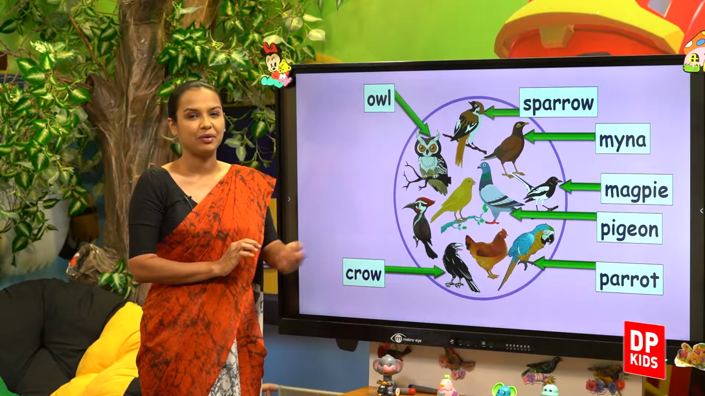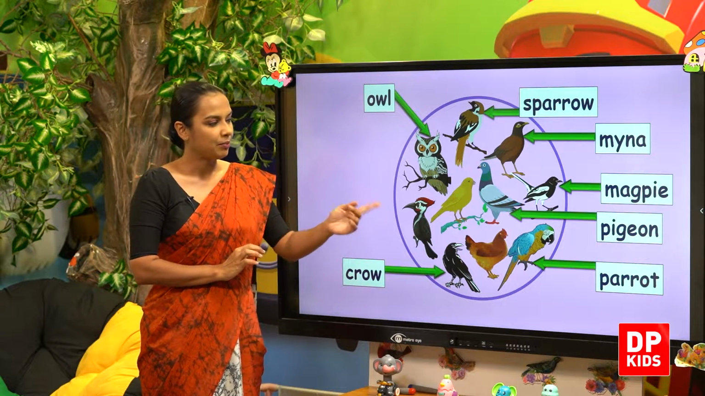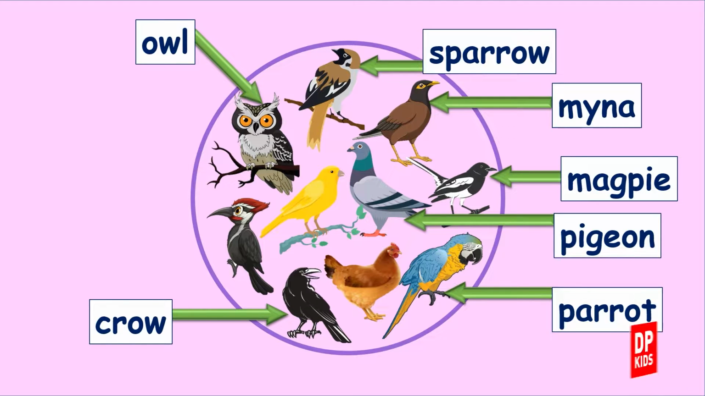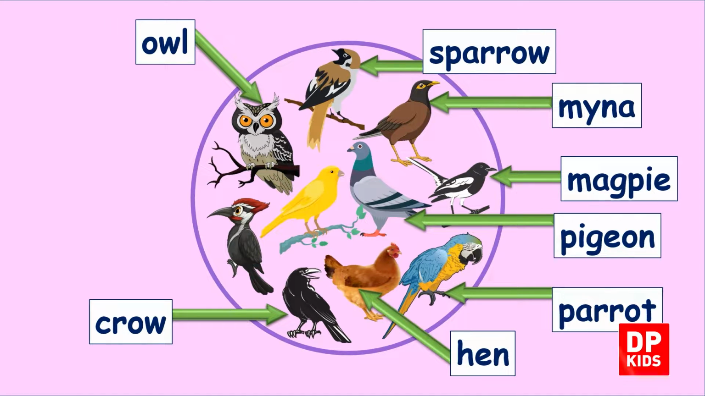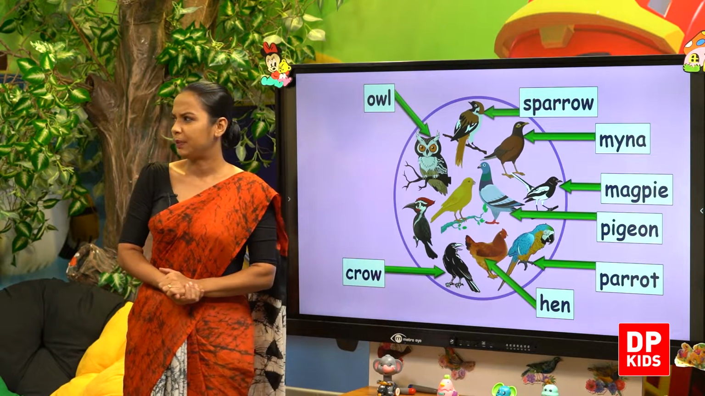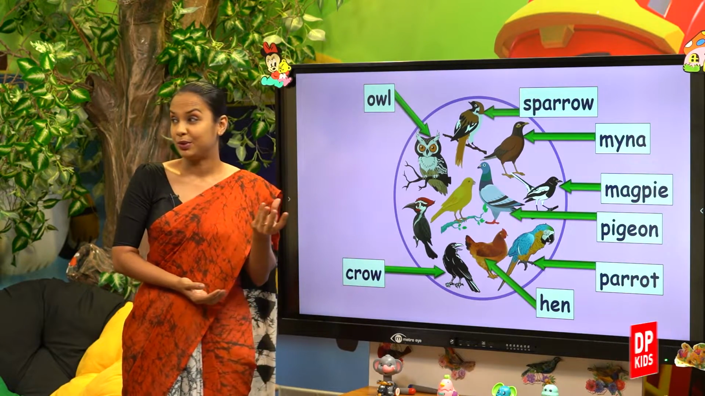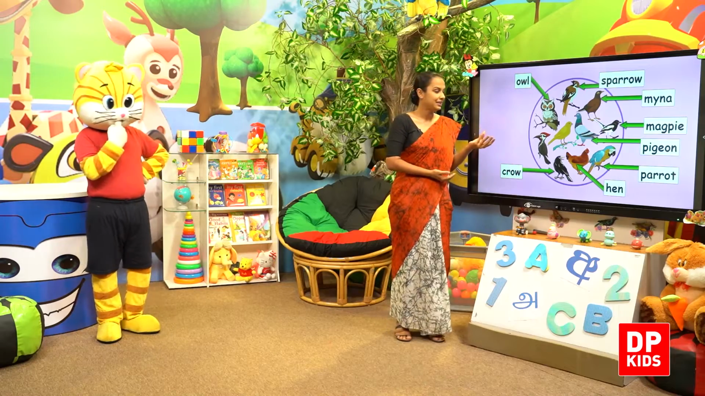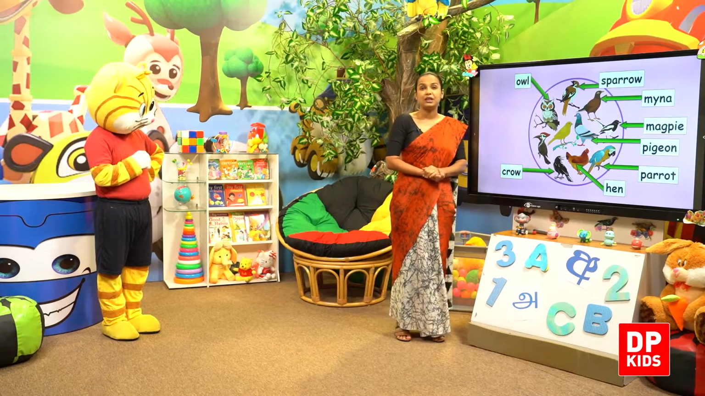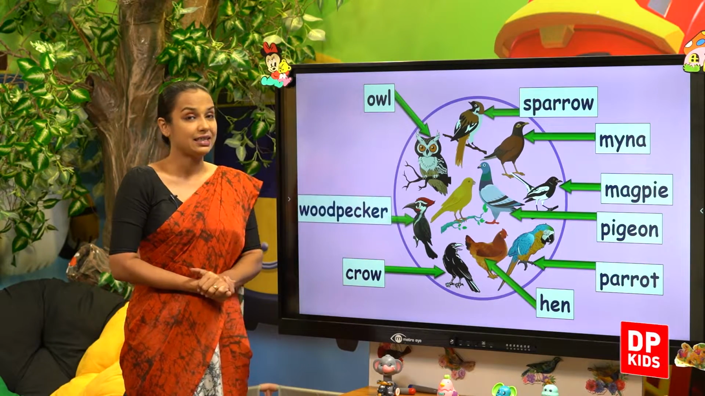Parrot, girawa lassanai neda puthe, nilui kahai. So parrot is called girawa. Girawata api english unen kiyanne parrot. Okay, the next, hen. Kikili tap english walin kiyanawa hen. Then next is the woodpecker.